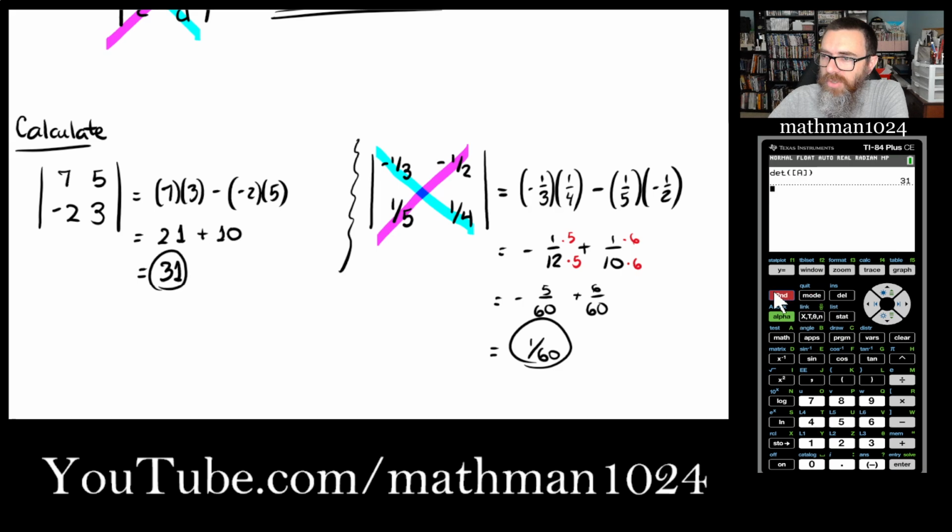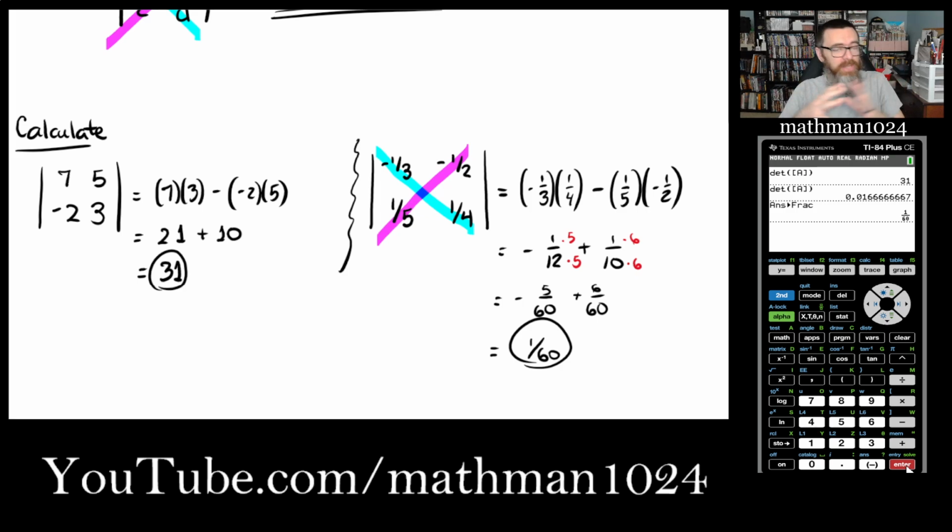All right, so let's do second entry. That way we don't have to go through all the menus and stuff, because the last thing we entered was the determinant of matrix A. It gives me this, but we know that we can easily turn that into a fraction. We get 1 over 60. So done and done, right?